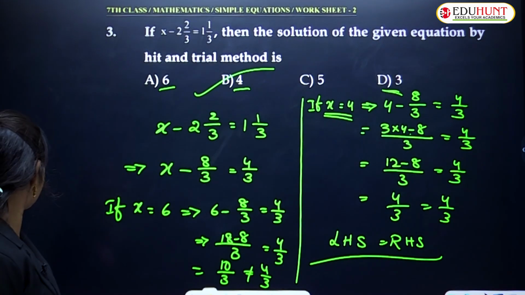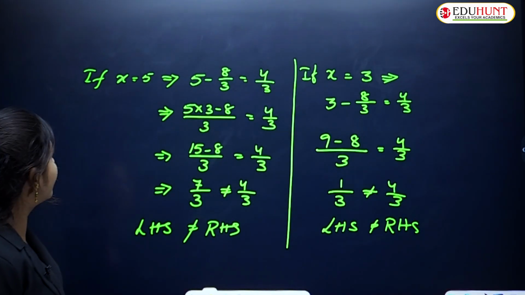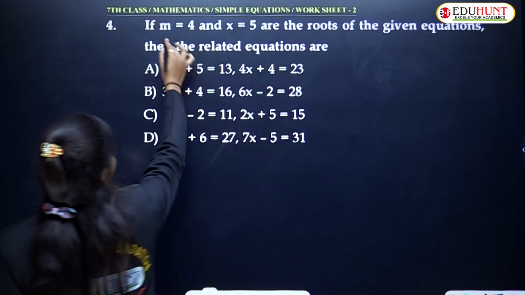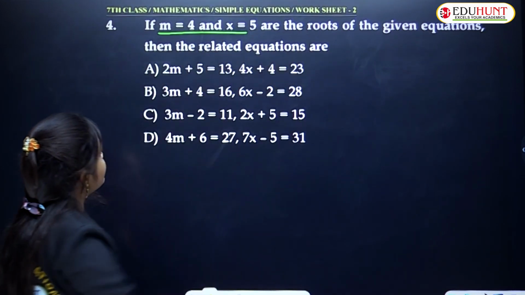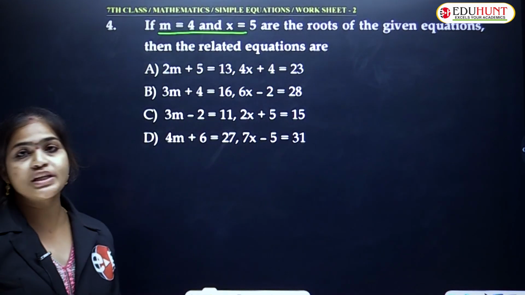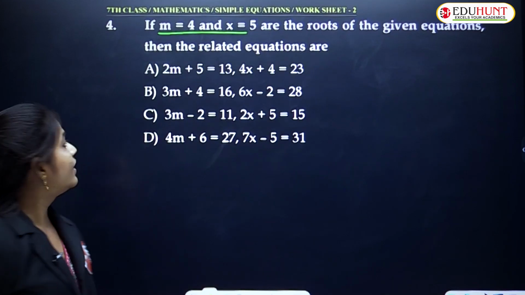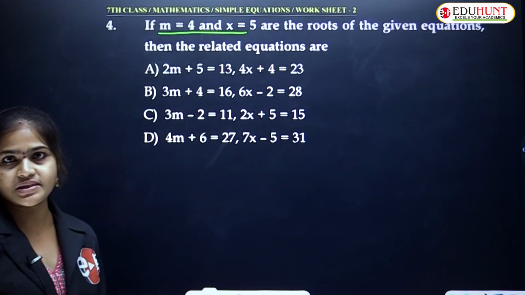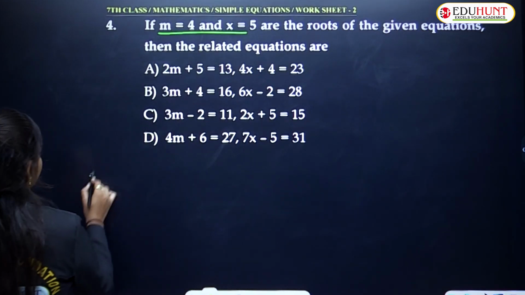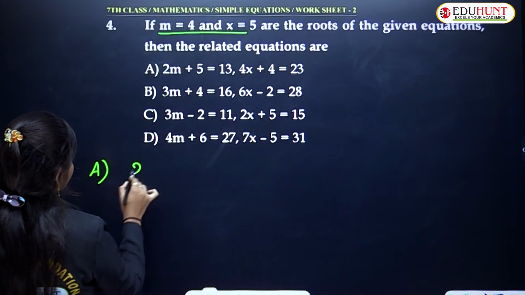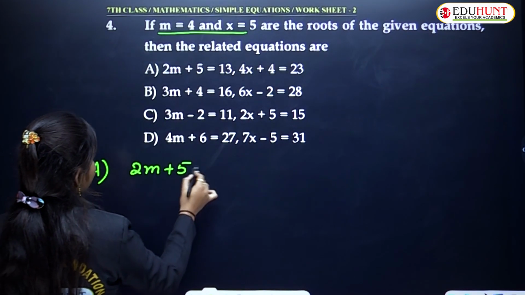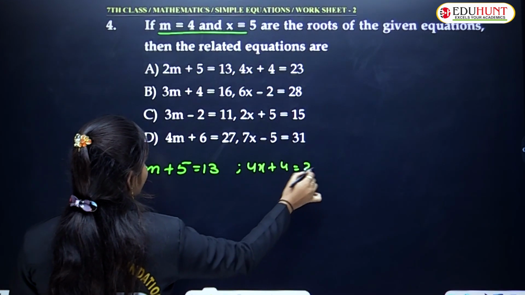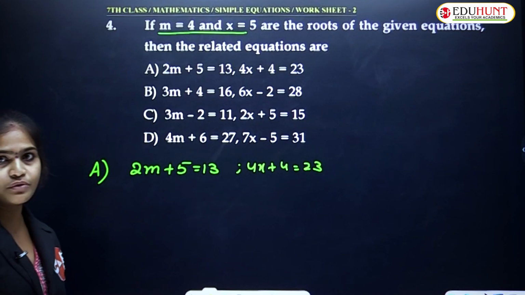Okay? Yes. Next, fourth one. What is that? If m is equal to 4, x is equal to 5 are the roots of the given equations, then the related equations are. So here we need to simplify all the equations. Understand? See that option A. What is that? 2m plus 5 is equal to 13 and 4x plus 4 is equal to 23. All the options we have to check here.